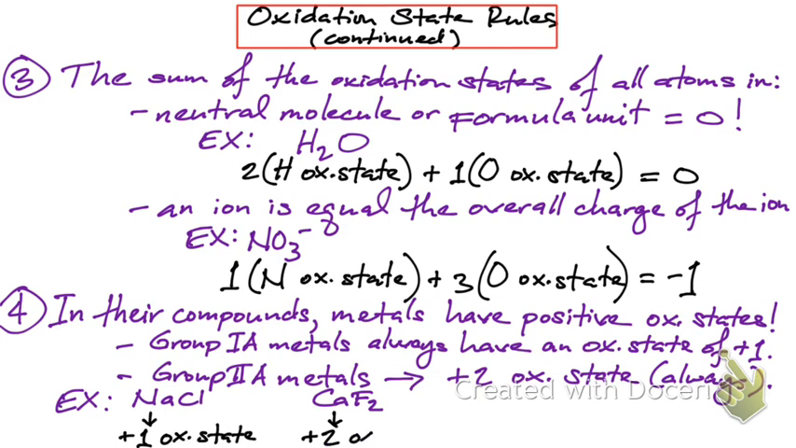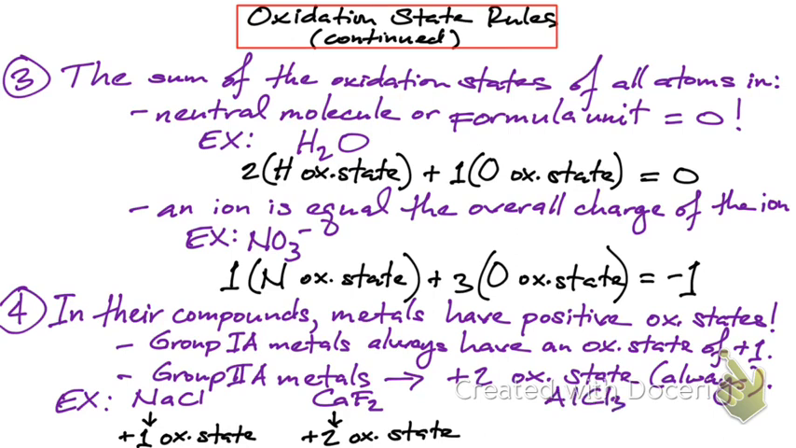Here's another example, calcium fluoride. Right? So calcium is a group 2 element, and so group 2 elements typically or tend to have a +2 charge. And so the oxidation state of calcium then is +2.